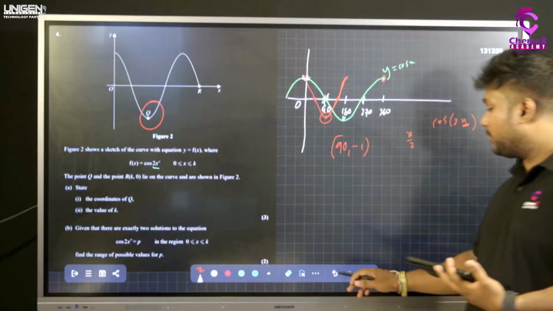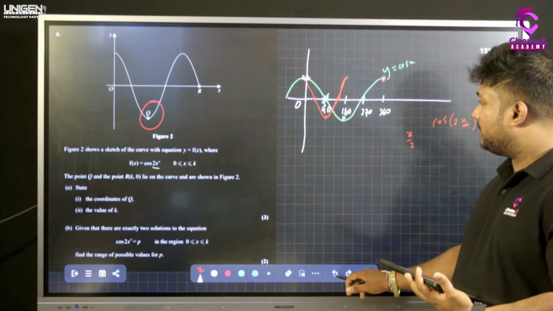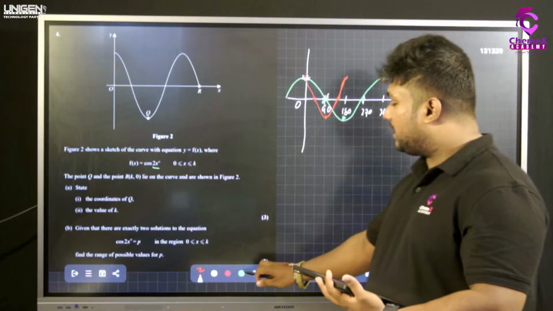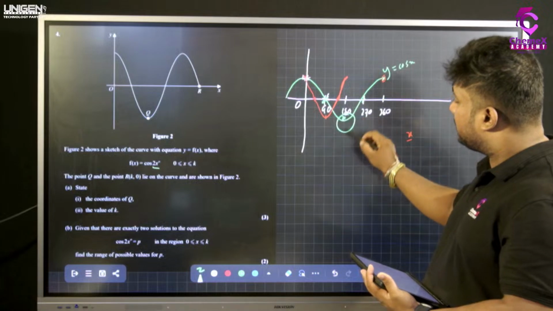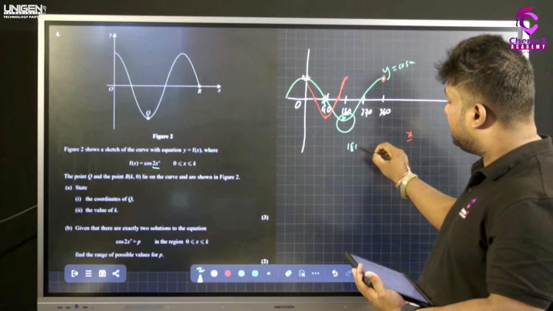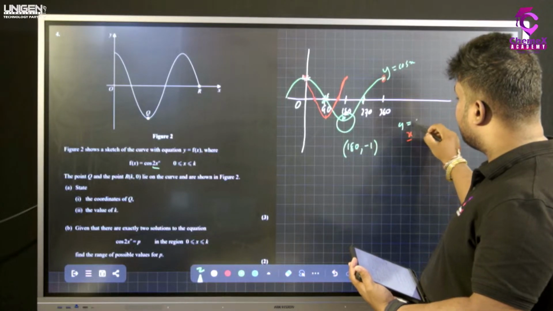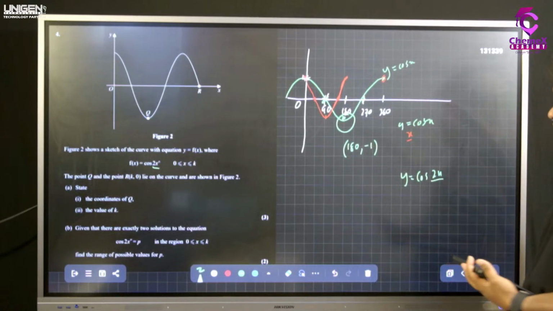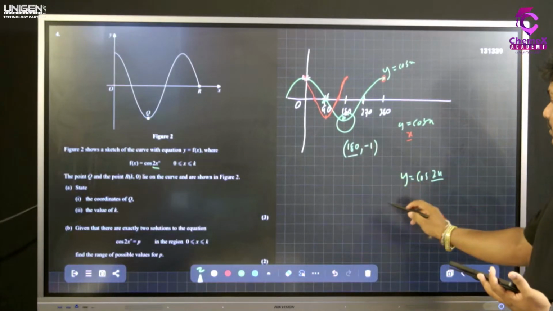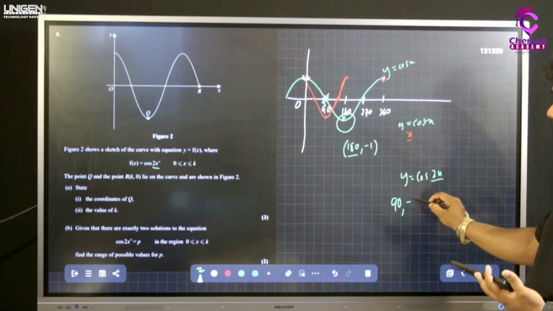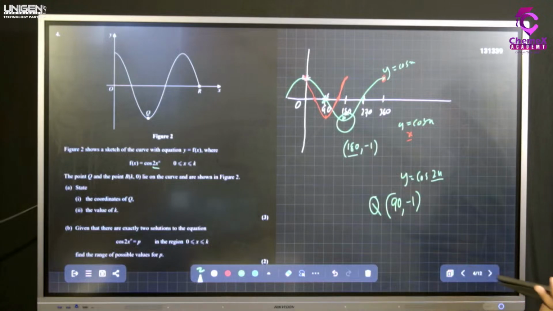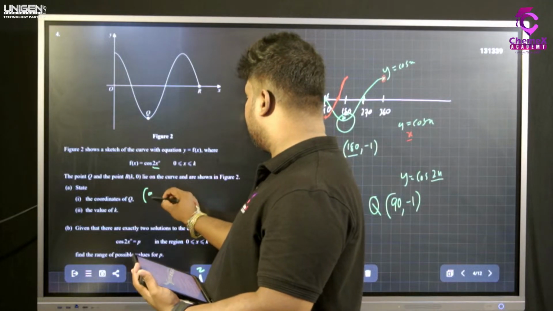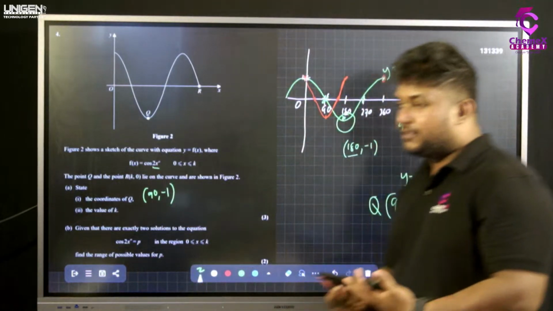You don't need to even draw that thing. You can deduce it from the cos graph also. Why? In the normal green graph you can see, right? Where is the first place where the minimum is? It's 180 comma minus 1. That is for y equals cos x. But if it is y equals cos 2x, where is it gonna be? You know that you have to divide all x coordinates by 2. So 180 divided by 2 is 90. Do you understand? That's the Q coordinate. Any questions? So the Q coordinate is what? 90 comma minus 1.